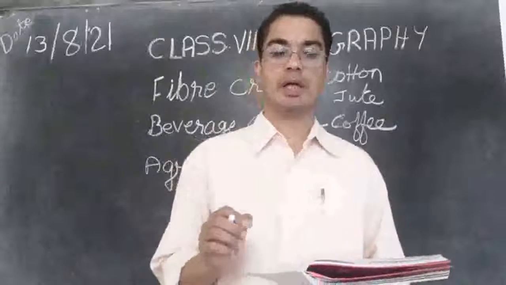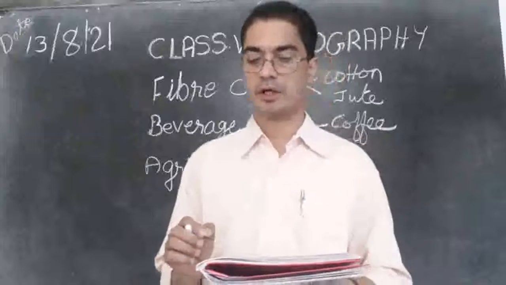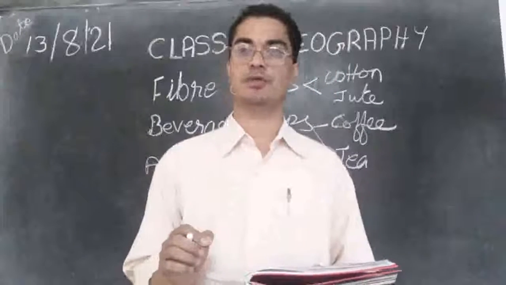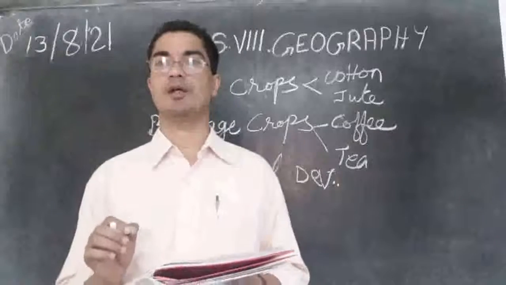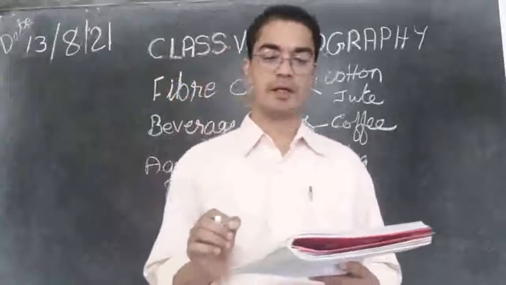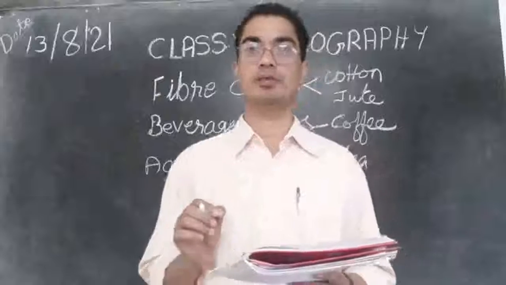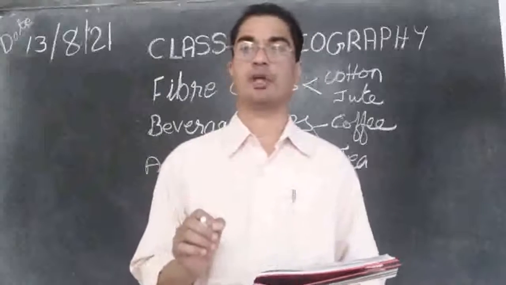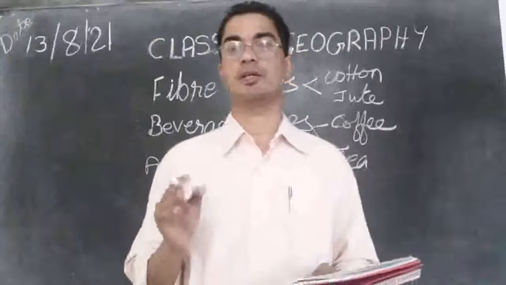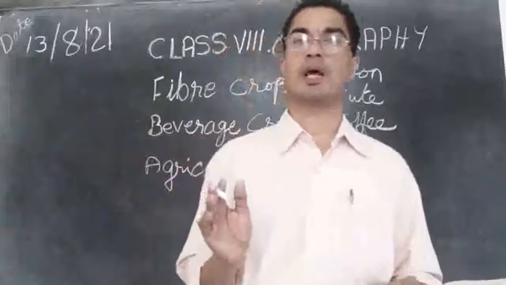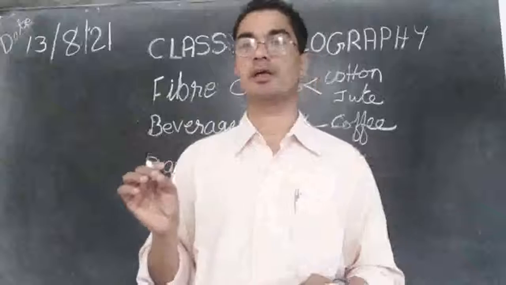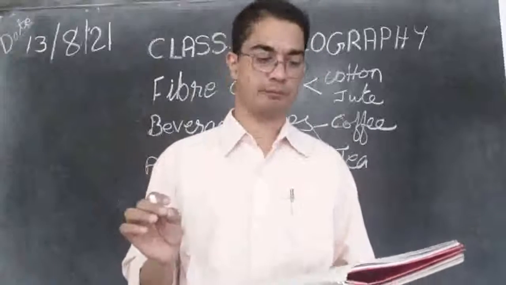Then the ultimate aim of agricultural development is to increase food security. You can underline that. What is the ultimate aim of agricultural development? It is to increase food security. All the people in our country should have enough food to eat. That is our aim, that is our plan. For that only we are increasing the food production.